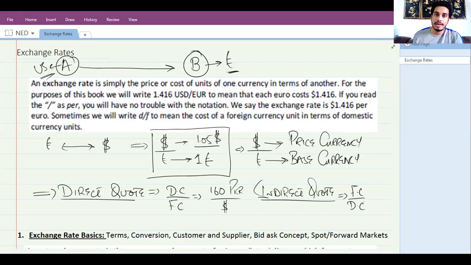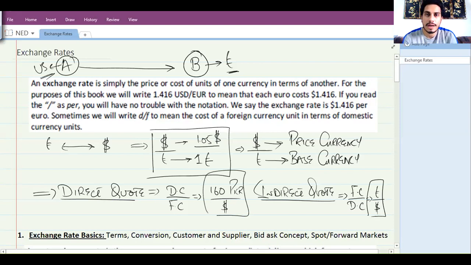Whereas in developed countries, they usually use the opposite. They use the indirect quotes. Let's suppose in developed countries, if someone wants to see the amount of PKR, it would be opposite, right? So, for example, with euros, they are going to place the euros up and dollars down. So there are two types of currency exchange rate quotes.